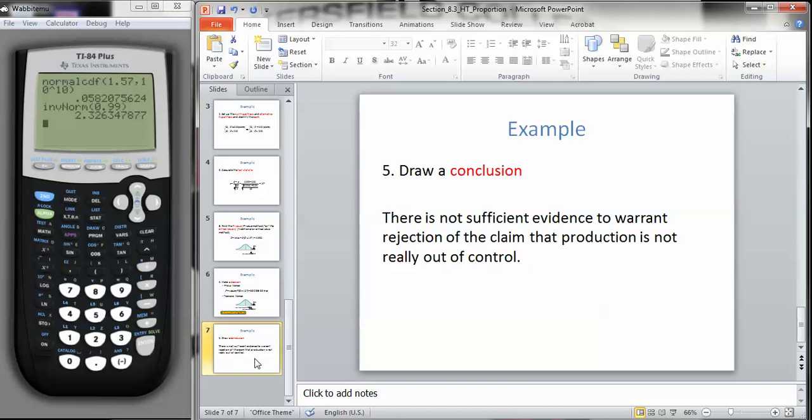But more importantly, after you start with a template, like in this case, there is not sufficient evidence to warrant rejection of the claim. That's the template for this case, because first of all, our claim is under the null hypothesis, and our decision is fail to reject the null hypothesis. So that's the template we start with. Then after the word claim that, you fill in the rest from the problem. So the claim in the problem is the production is not really out of control. Okay, so that's it.